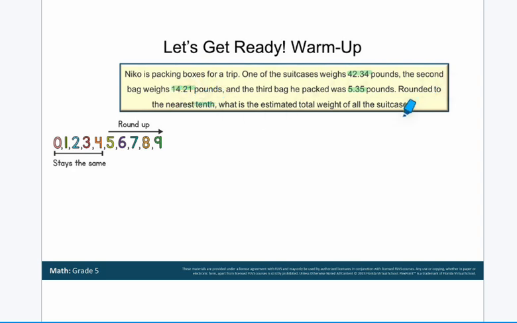So I know I need to round each of these to that nearest tenth position, but not only do I need to round it to the nearest tenth position, it says the estimated total of all the suitcases. So I know when I see that, I'm going to look at the total of all those suitcases, so I'm probably going to be adding all the numbers up instead of subtracting.